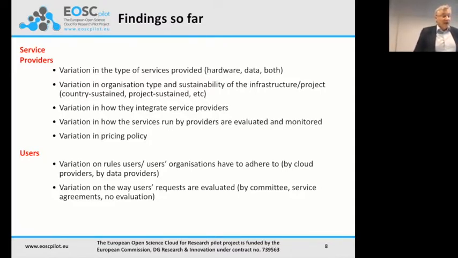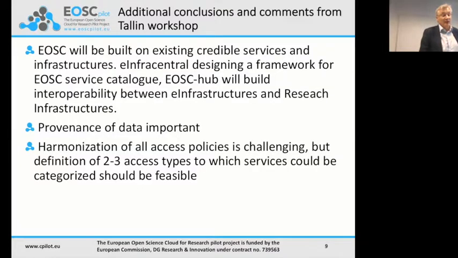There is variation on rules from the user perspective then. There is of course very great variation in the rules users and organizations have to adhere to when set by the providers and also the user organizations. And very great variation, of course, in the way users' requests are evaluated, if there are committed service agreements or no evaluation, or if it is just free for use and so on. So as I said, it can be concluded there is a great variation out there, as could be assumed.